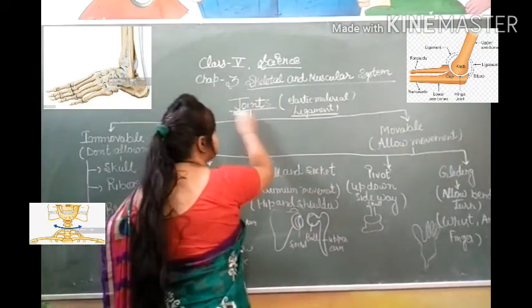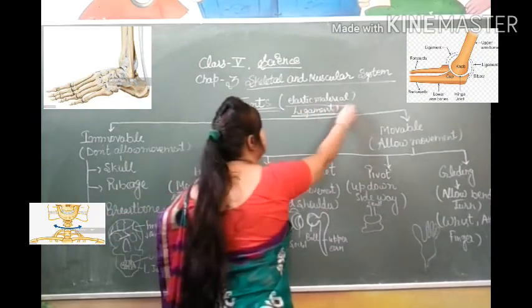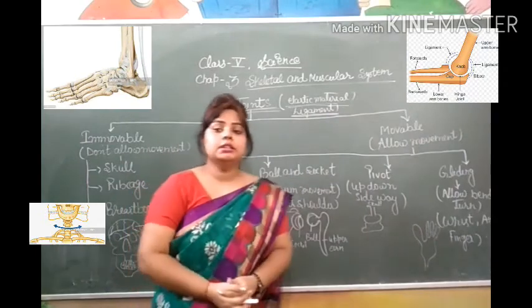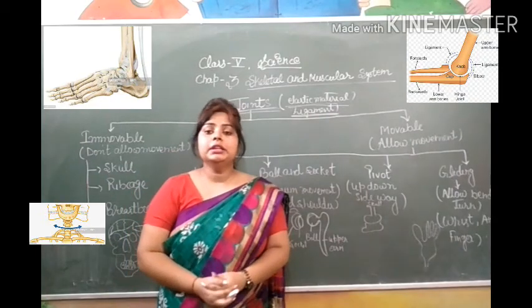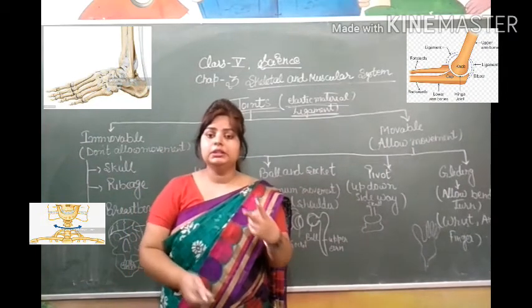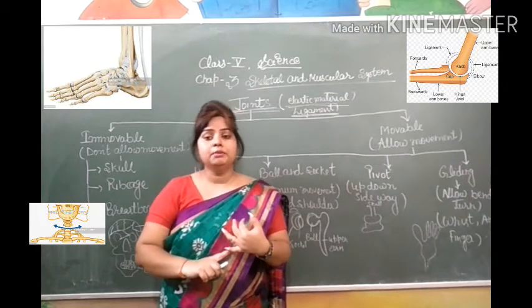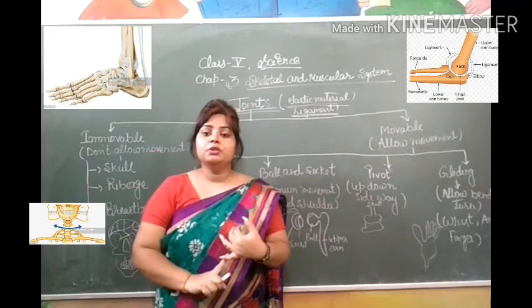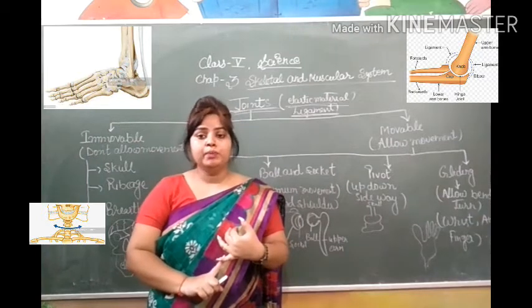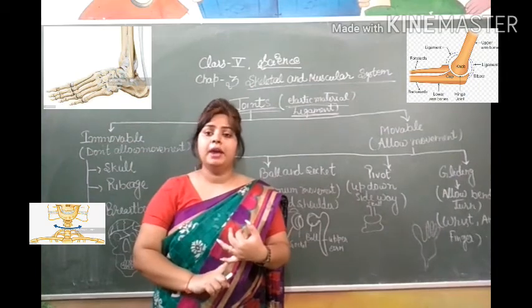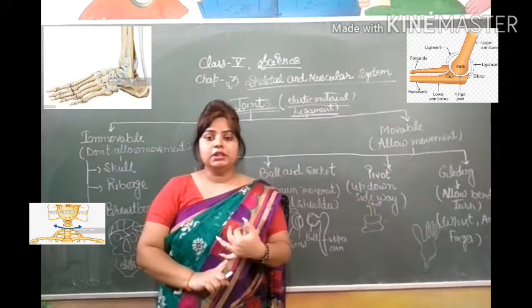Joints have an elastic material, that is ligament. Joint is divided into two parts. First is movable joint and second one is immovable joint. Immovable joint doesn't allow movement. Our skull, rib cage and backbone have immovable joints.